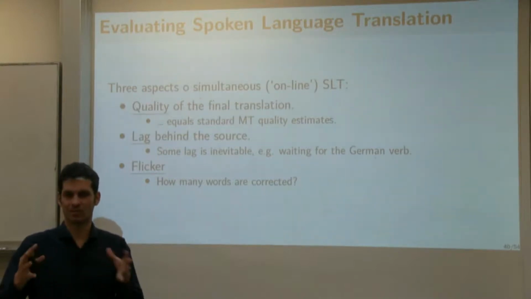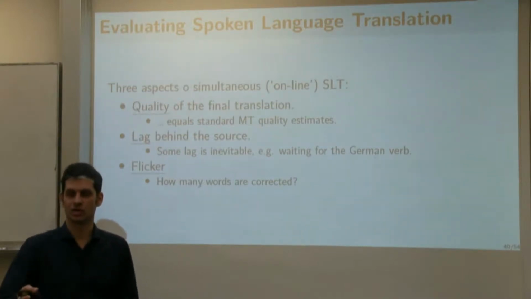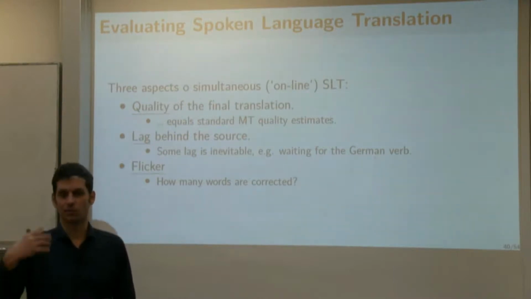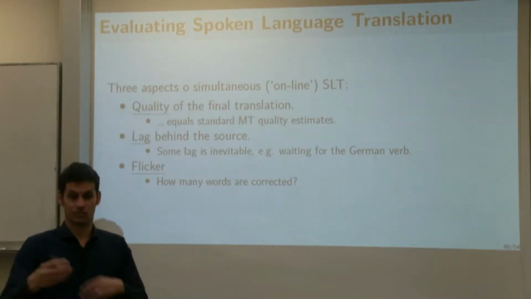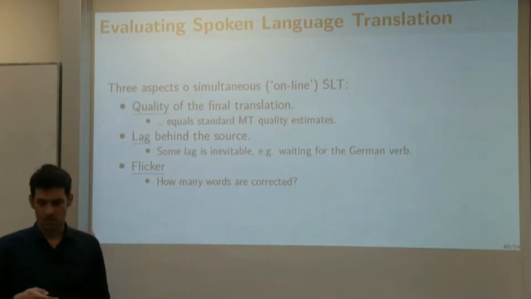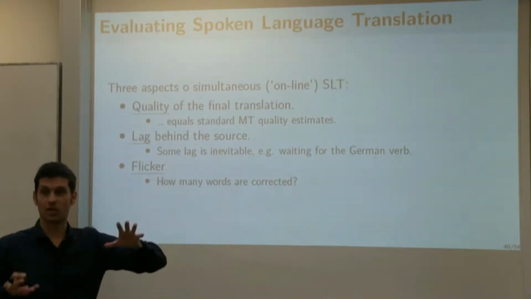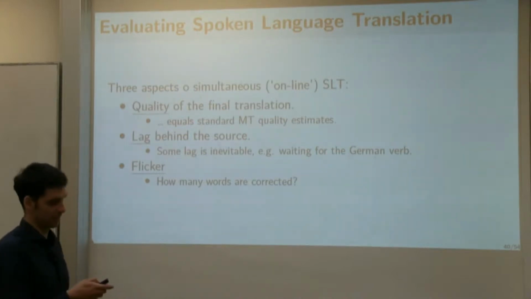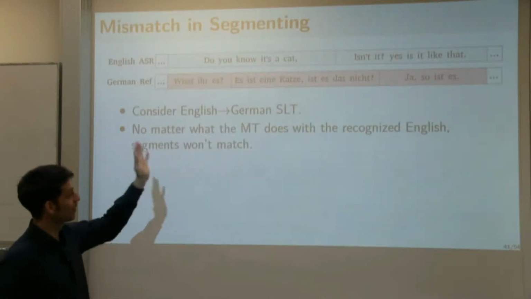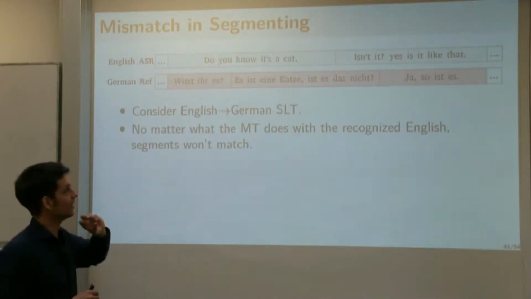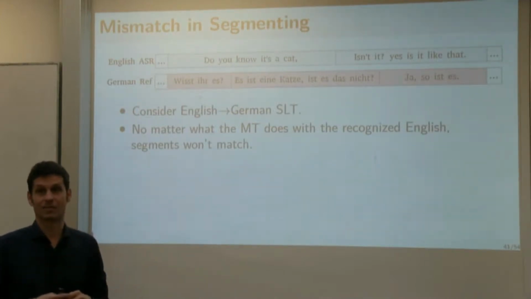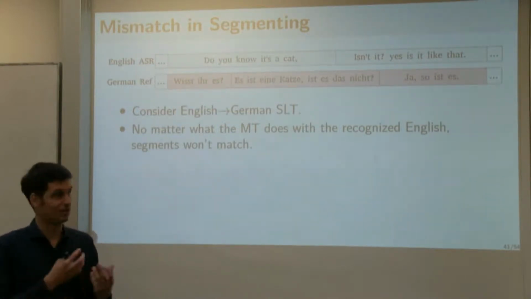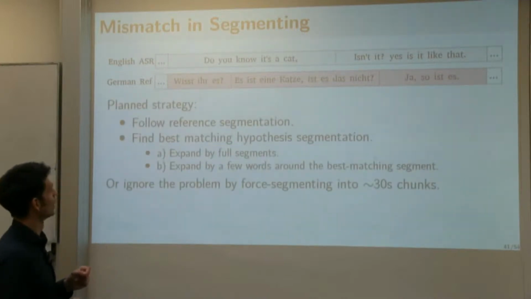So you are producing some intermediate outputs and you are showing them to the user, and if the user is reading them, you are wasting the efforts of the user if you are going to update those. So the flicker should be kept low, the lag should be kept low, and the quality should be as high as possible. This evaluation again has the problem with segmentation. So you have some golden segmentation into sentences, but your systems may decide to segment the input sound differently, and in the evaluation you need to handle this mismatch in some way.